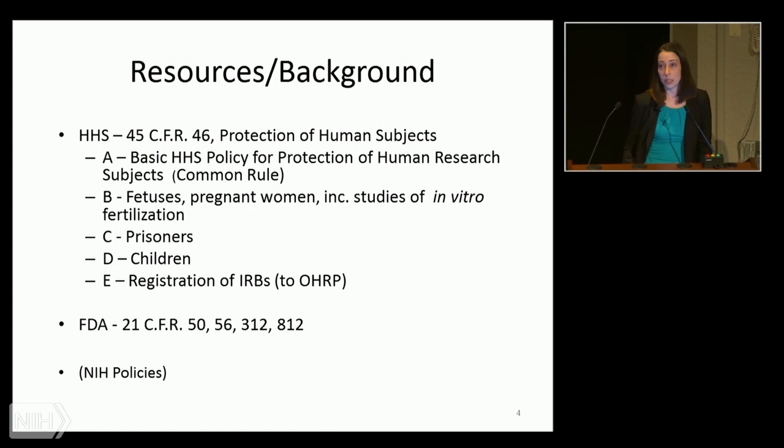IRBs are the groups that are tasked to oversee and assure that the protocols submitted to them and approved as required by the regulations meet the regulations. So parts 50 and 56 really are very similar to 45 CFR 46 subpart A. Parts 312 for the FDA regard investigational new drug applications. So if part of your research question involves testing a drug. And 812 regards devices or investigational device exemptions.